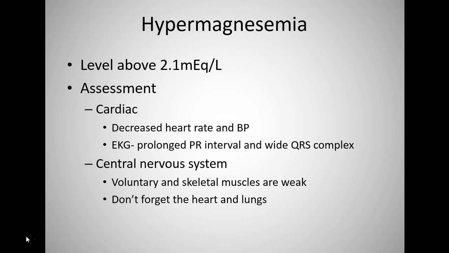So for hypermagnesemia, level is above 2.1 milliequivalents per liter. Your assessment is going to be cardiac, a decreased heart rate and blood pressure. EKG is going to be a prolonged PR interval and a wide QRS complex. Again, we'll go over that when we get to cardiac. So for central nervous system, it's going to be voluntary and skeletal muscles are weak. And don't forget the heart and lungs are muscles.